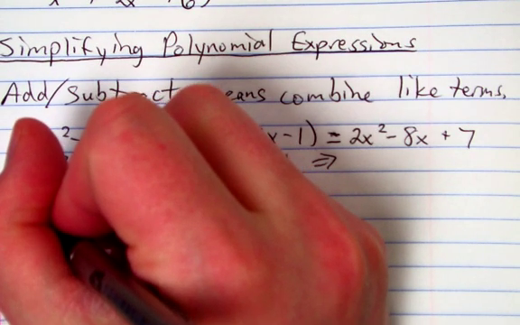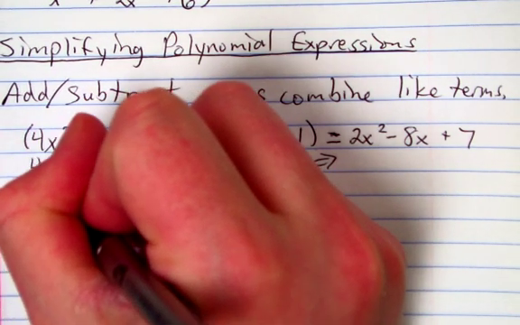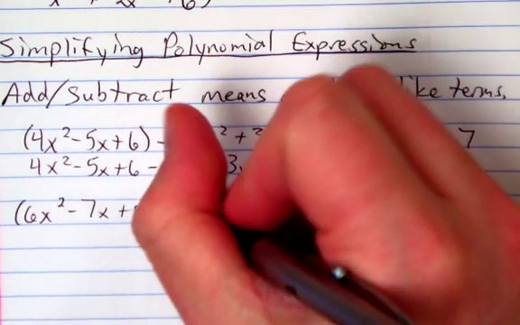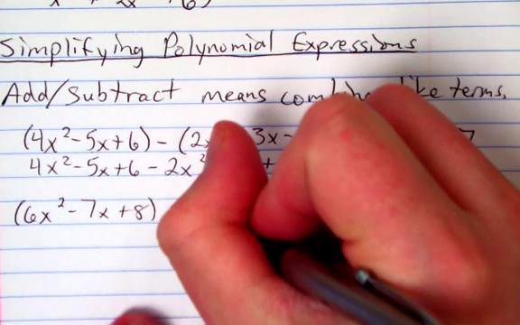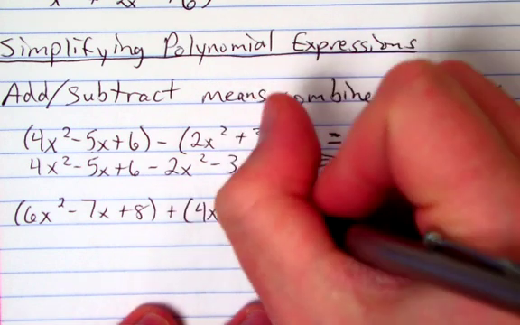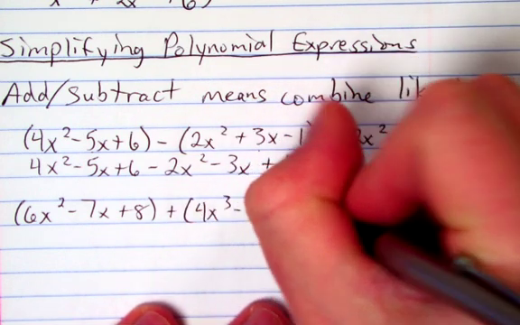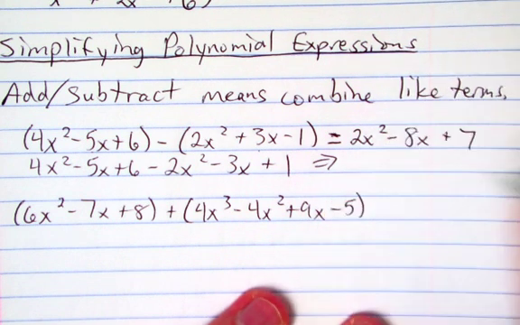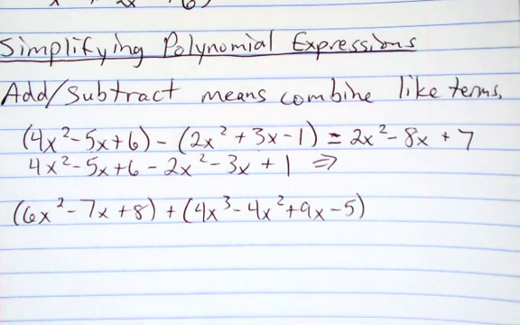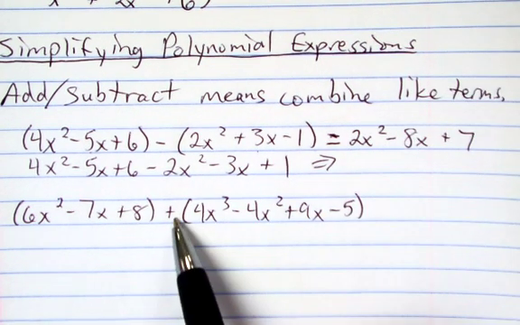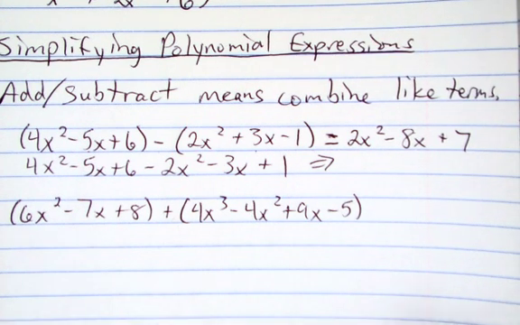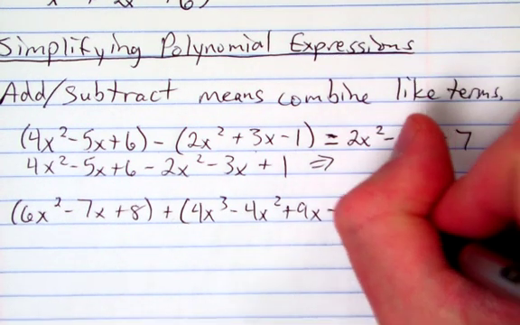Adding is even easier. If I have 6x squared minus 7x plus 8, and I want to add 4x cubed minus 4x squared plus 9x minus 5. Well, in this case, as an addition problem, the parentheses are not doing anything. So I could just completely drop the parentheses and then look for my like terms to combine.